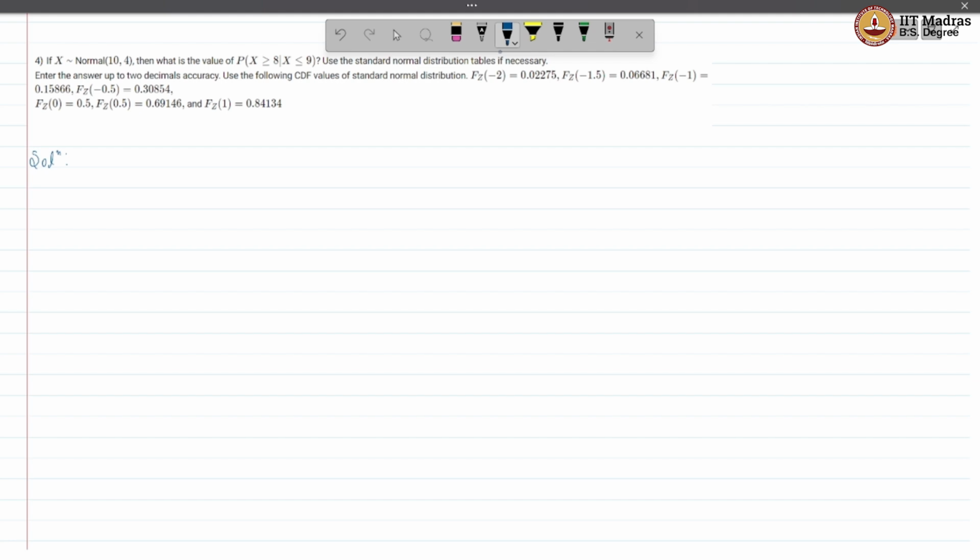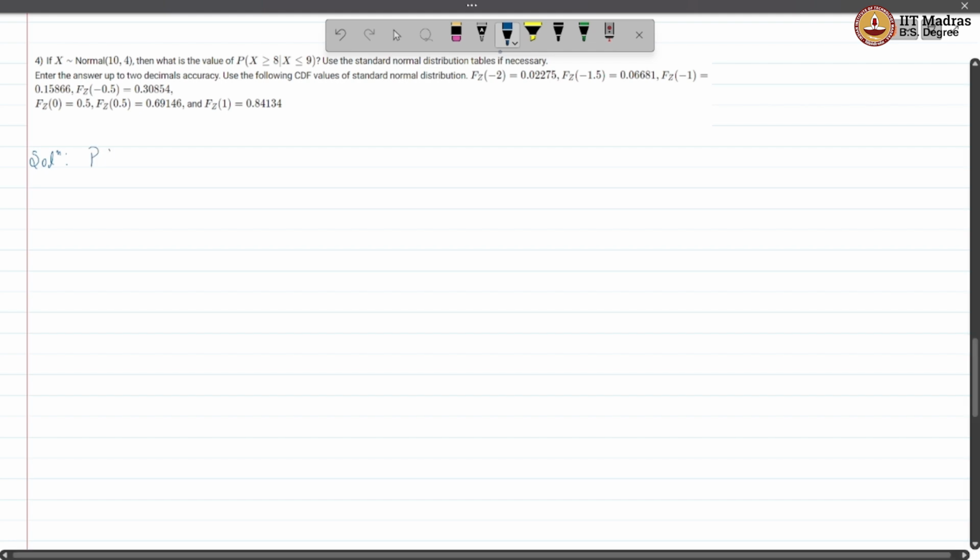In question number 4, x is a random variable which is following normal distribution where mean is 10 and variance is 4. We have to find the probability that x is greater than equal to 8 given x is less than equal to 9. So this will be equal to, on using the definition of conditional probability, the probability that x is greater than equal to 8 intersection x is less than equal to 9 divided by probability that x is less than equal to 9.